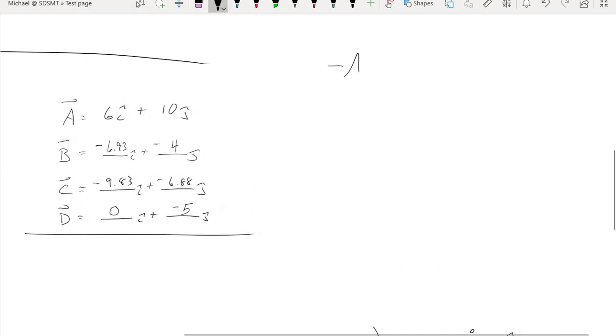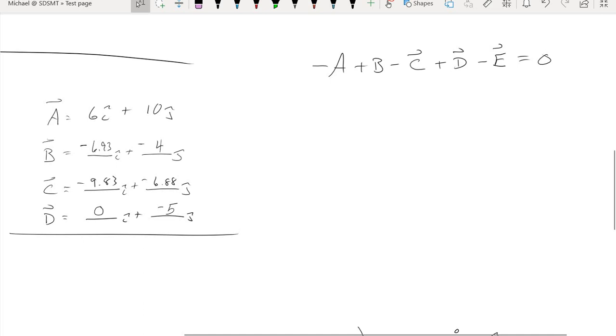And I'll just throw a combination up here, negative a plus b minus c plus d minus e equals 0. So now we have a 5th vector. A vector that I don't even know what it is. But in this particular combination, those vectors all add up to 0. And I want to know, what are the components of vector E? So what are the x and y components of vector E?